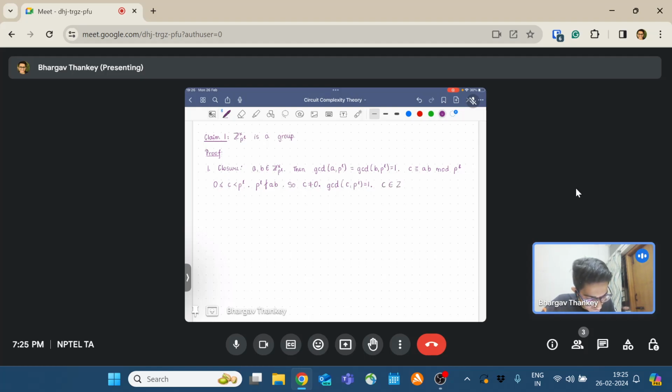Or just said, because I still haven't proved it's a group. And this satisfies closure, right? What's the second property? I think associative. We don't need to prove this because we know that multiplication is associative, right? So multiplication mod P to the L would also be associative. So what we know is this, right?